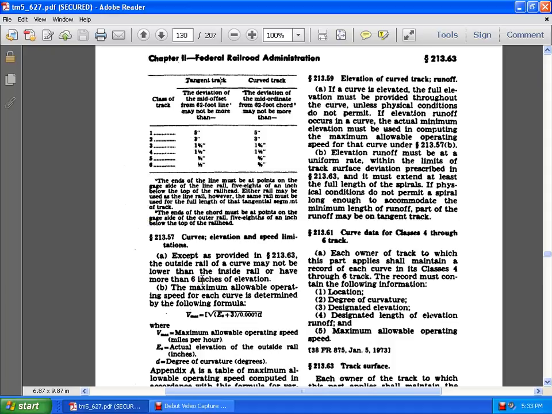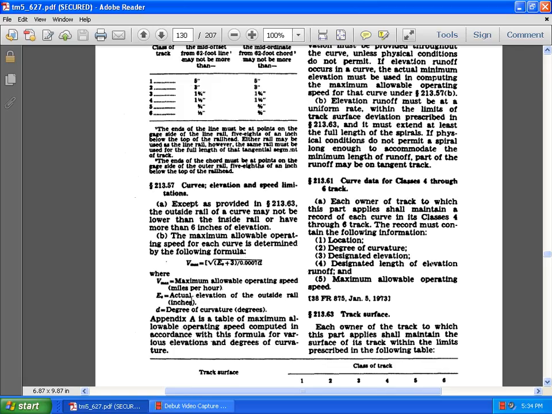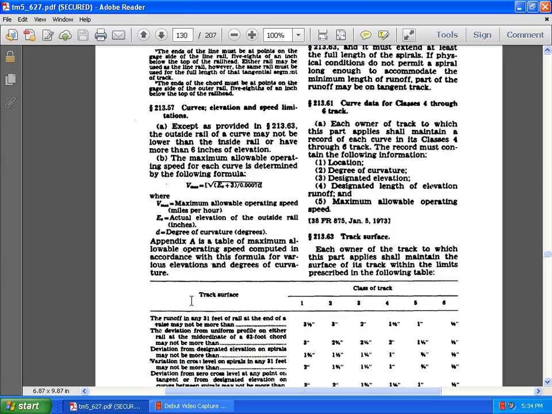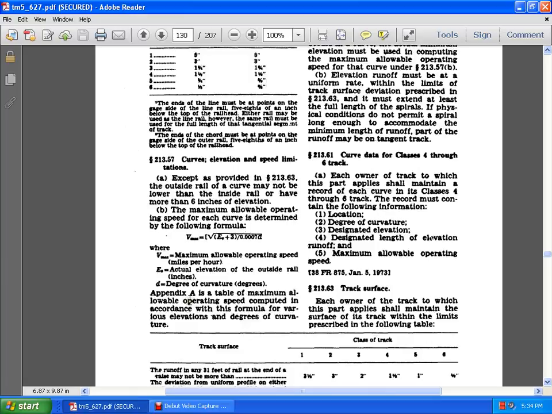V max is the maximum allowable operating speed in miles per hour. E sub a is the actual elevation of the outside rail, in inches. D is the degree of curvature, in degrees. Appendix A is a table of maximum allowable operating speeds computed in accordance with the formula for various elevations and degrees of curvature. Now, there's the track surface, and I'm going to go back up to the top.